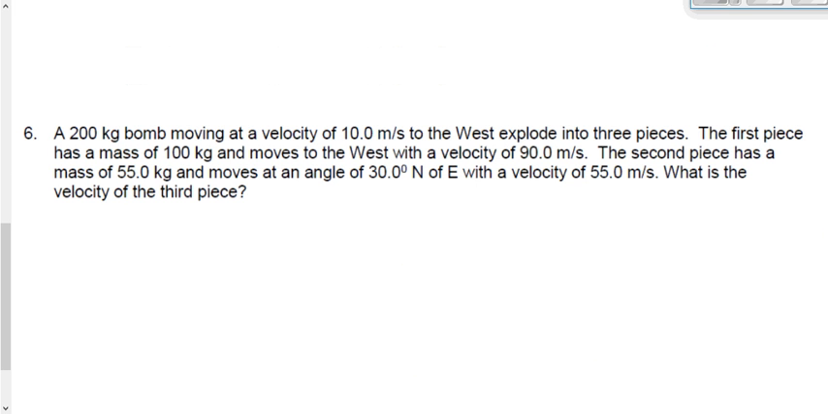All right, last one, time for number 6. It says a 200 kilogram bomb moving with a velocity of 10 meters per second to the west explodes into 3 pieces. First piece has a mass of this, moving this way, west. Second piece, moving at an angle 30 degrees north of east. What's the velocity of the third piece?